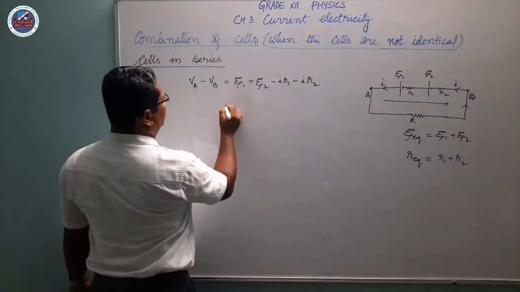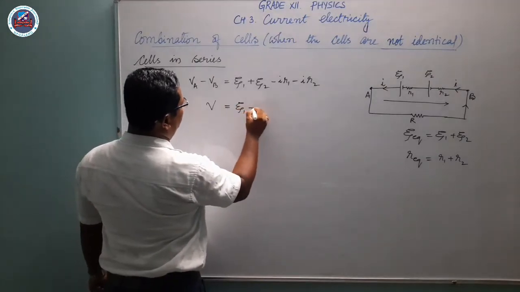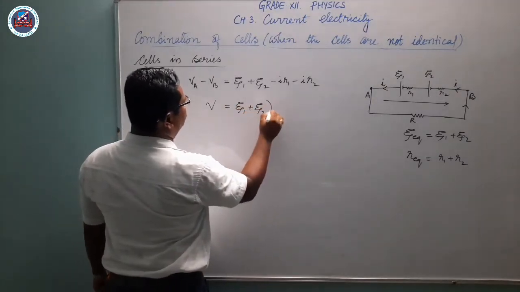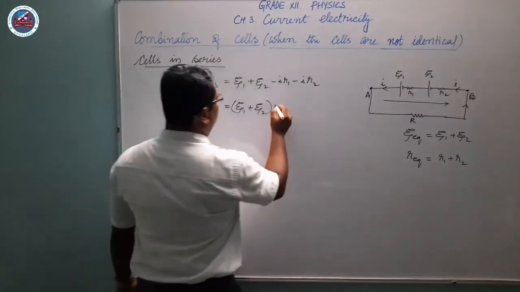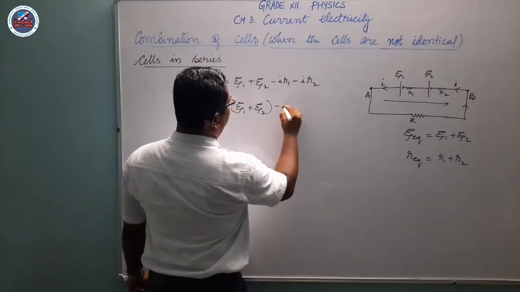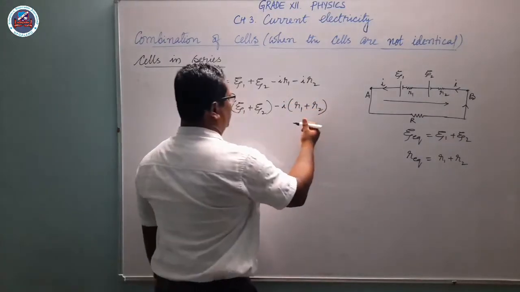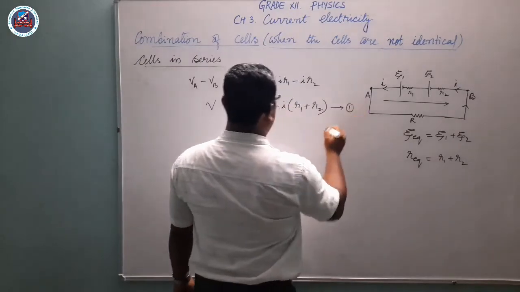So what happens here is the difference in potential, we write it as V. This is epsilon1 plus epsilon2. Let us take it together like this. Minus, you can take I common. So it will be R1 plus R2. Now let us mark this as equation number 1.